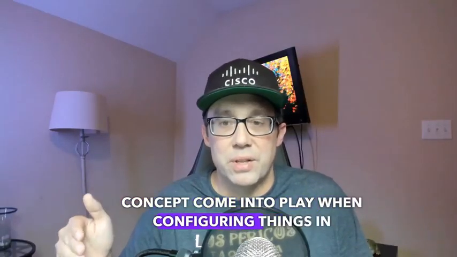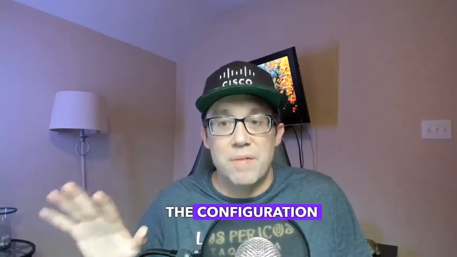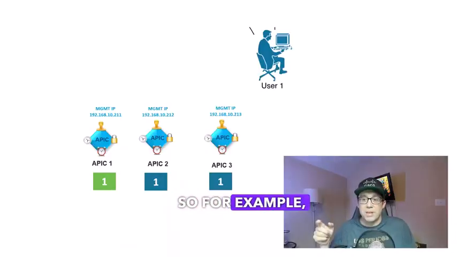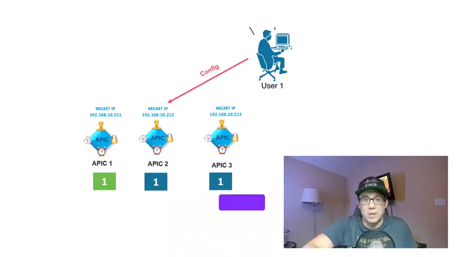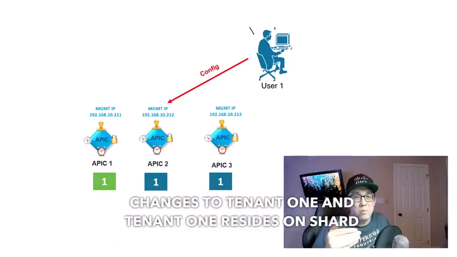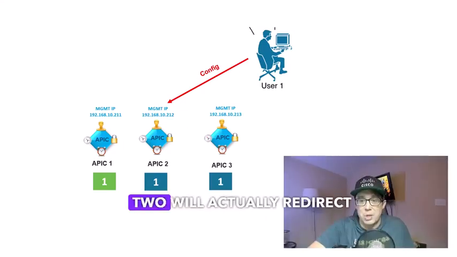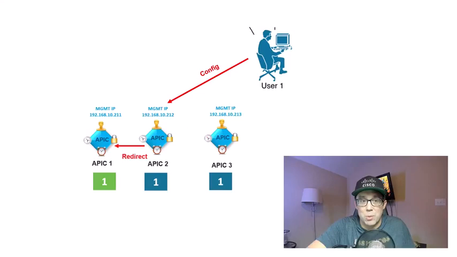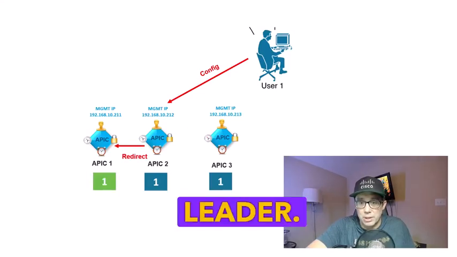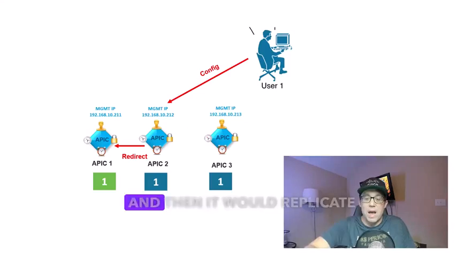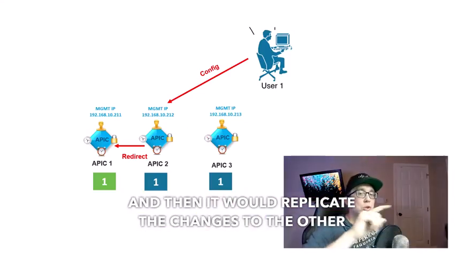Now how does the shard leader concept come into play when configuring things in ACI? The configuration write requests are actually redirected to the shard leader. So for example, if you configure ACI from APIC 2, and let's say you make configuration changes to tenant 1, and tenant 1 resides on shard 1, APIC 2 will actually redirect the configuration request to APIC 1 because APIC 1 is the shard leader. APIC 1 would then commit the changes to shard 1, and then it would replicate the changes to the other APICs.